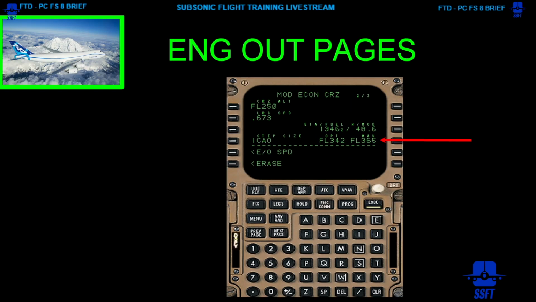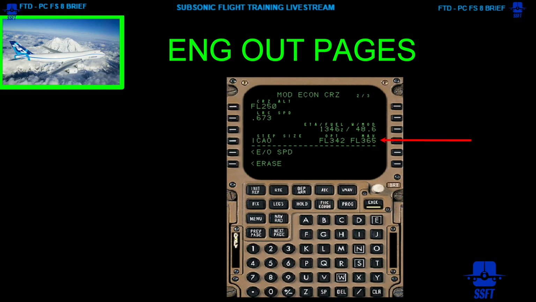And so when you push the engine out prompt, you're going to get the modified econ cruise page. We haven't executed it yet, so it's not going to say engine out until you execute it. But you will see the max altitude for one engine out and what the optimum altitude would be for one engine out. And normally we're going to reference more the optimum than the max because we don't necessarily want to be at the max. But you can see in this case we're well below the maximum engine out altitude, or the optimum for that matter. We're down at flight level 250, and the optimum would be flight level 342.